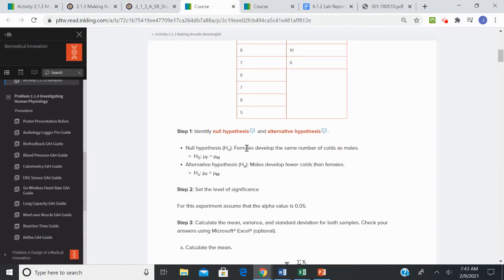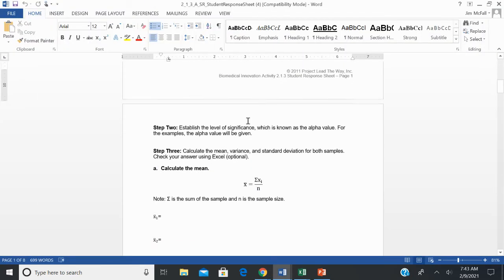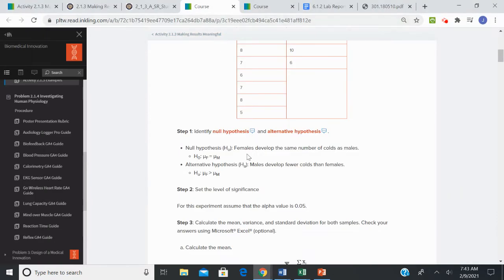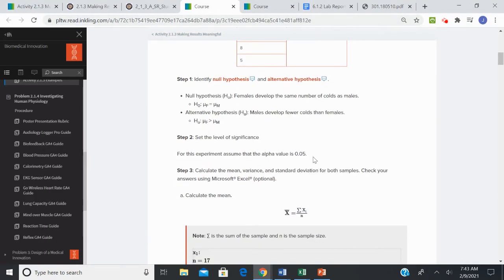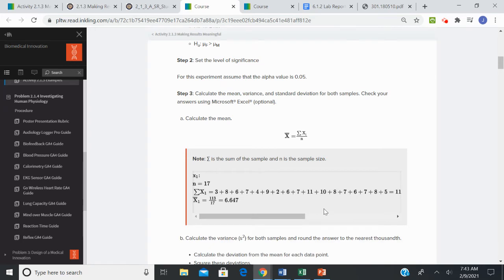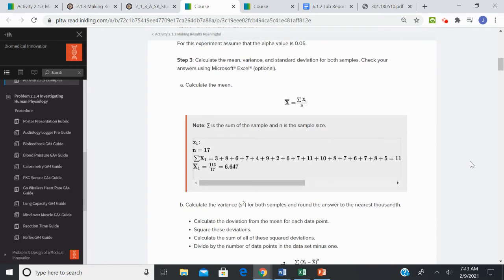The null hypothesis is that females develop the same number. The alternative is that males develop fewer colds than females. You would fill in this information as you go. Step 2, the level of significance. In this case, the alpha value is always going to be given for you, and for our purposes, we're going to use 0.05. That's important whenever you're determining what's called the t-statistic. Then you calculate the mean, variance, and standard deviation, all some great math terms I'm sure you love.